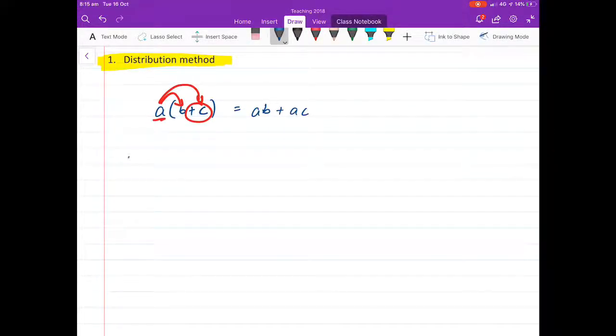So question one I want to have a look at is 3 outside of B plus 4. Now that says we need 3 lots of all of this. So 3 lots of the B and then 3 lots of the 4. So 3 times B gets me 3B, and then 3 times positive 4 gets me plus 12. Things will change a little bit when we start involving things like this.